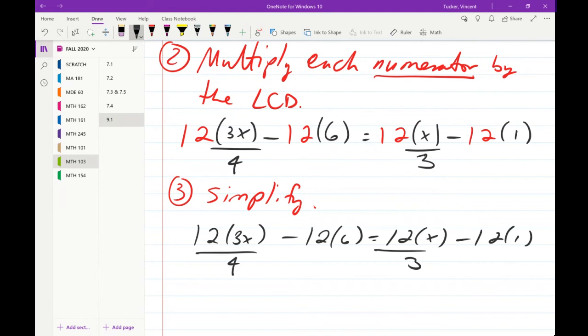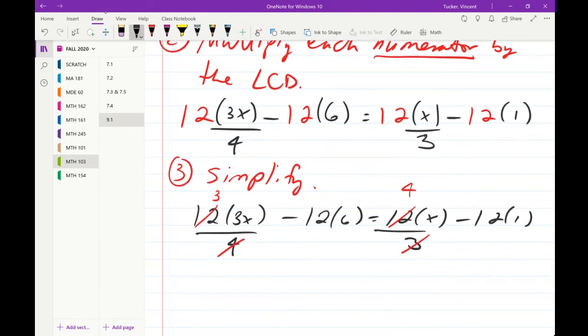All right, so now we can go ahead and simplify. The 4 divides into 12, leaves us with 3. 3 divides into 12, leaves us with 4. So what will be left is 3 times 3x, which is 9x, minus 12 times 6, which is 72, equal to 4 times x, minus 12.